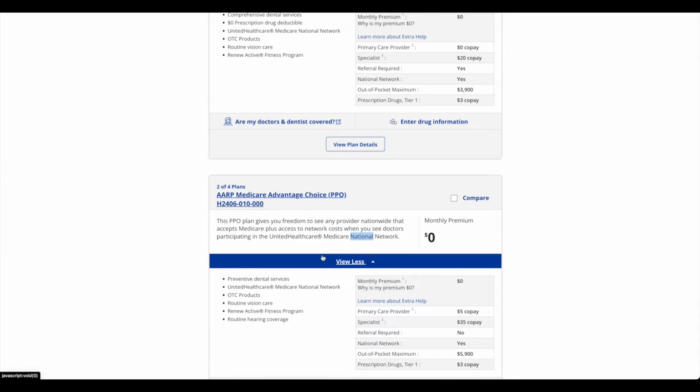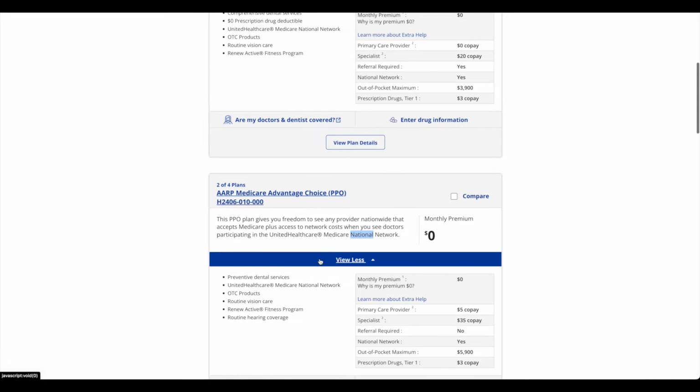So with this plan, you have a wider network nationwide, but there are select doctors in that nationwide network that you're going to have the best costs for your services.